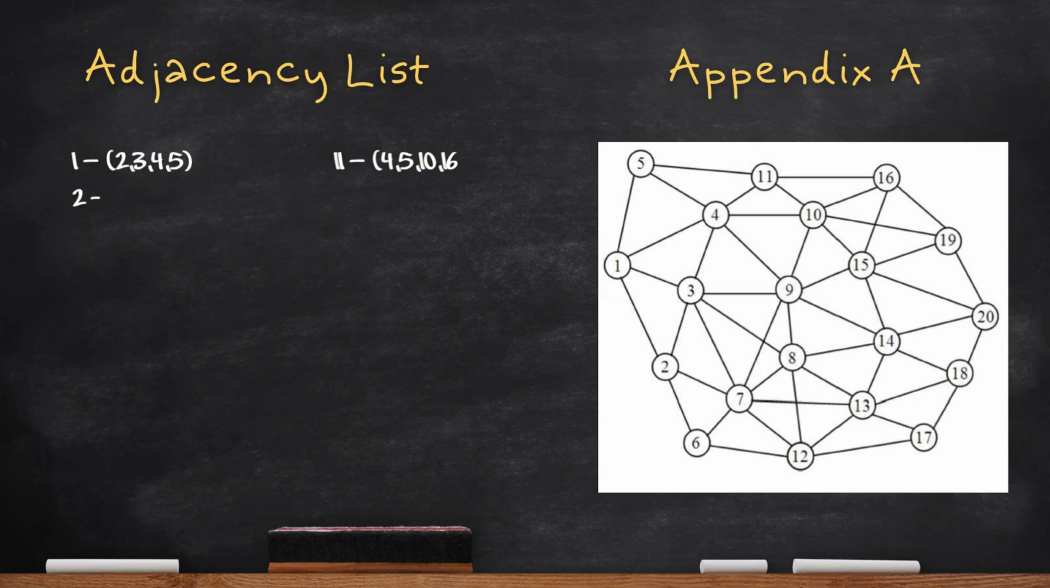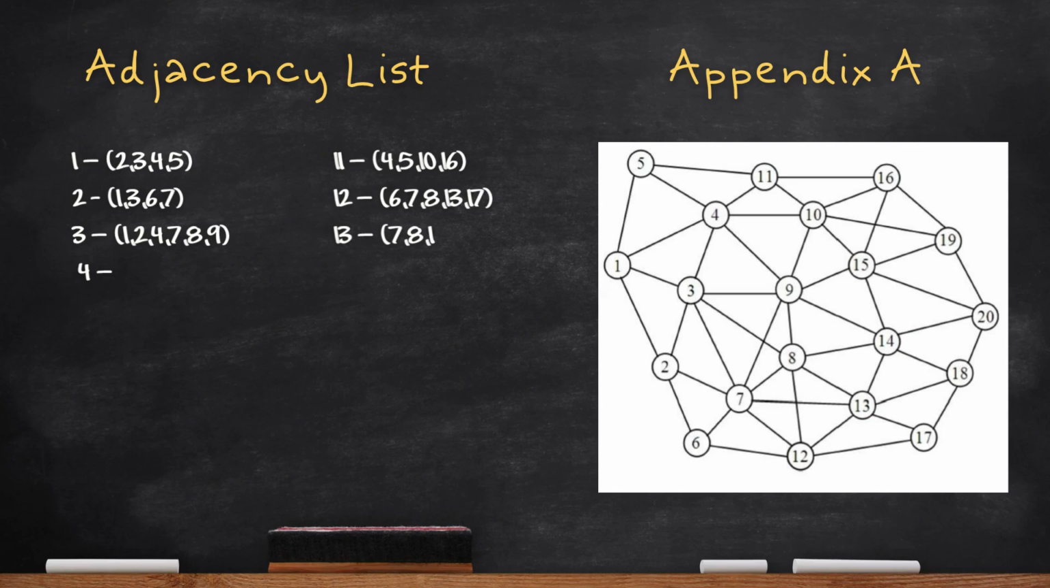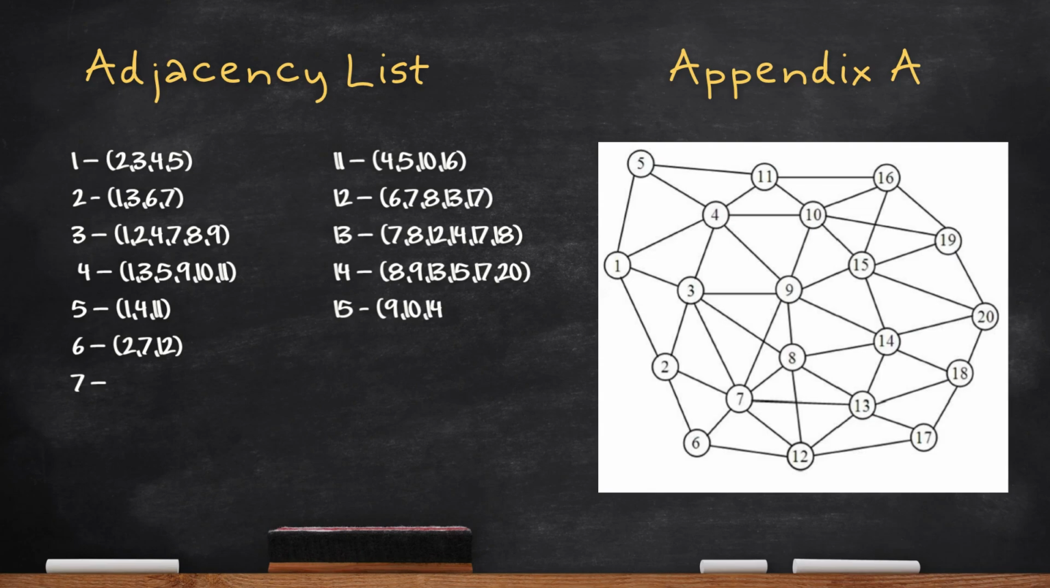The slide shows the graph of Appendix A, which is undirected. Every edge has no arrows and has a cycle vertex. Let's look at the adjacency list for Appendix A. The size of the graph is 20, so we have 20 lines in our adjacency list.